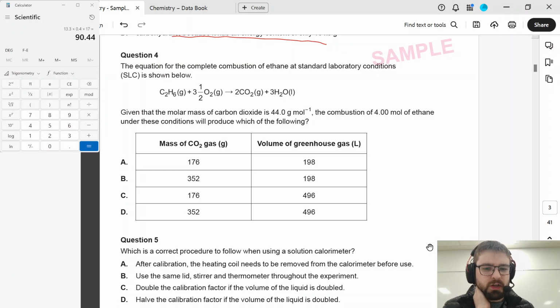Double the calibration factor if the volume of the liquid is doubled. You shouldn't double the calibration factor, as in you shouldn't be doubling the volume of the liquid here. I don't know why you would double the volume of the liquid. Are they saying you're mixing something and trying to find the energy from mixing the two of them together? I don't know. Halve the calibration factor if the volume of the liquid is doubled.